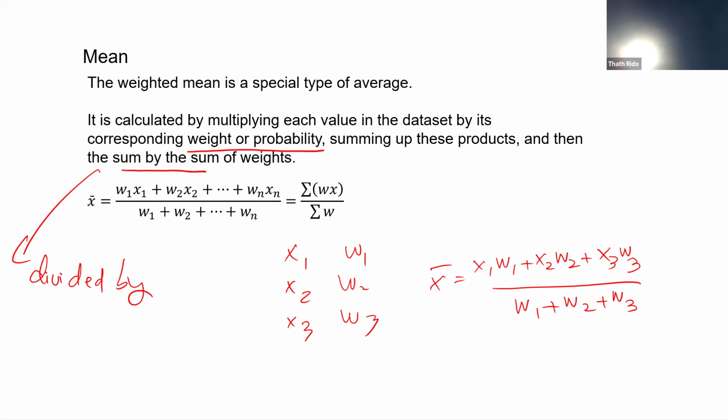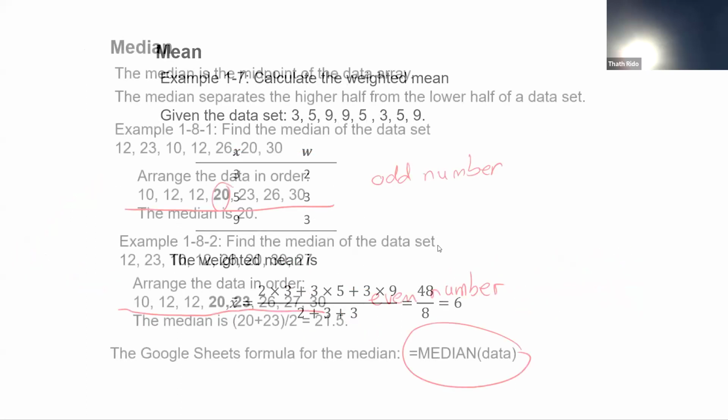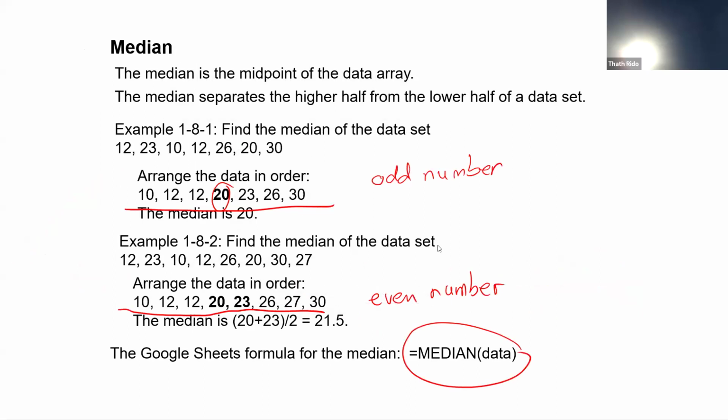So that is weighted mean, and then median. Median is another measure of central tendency. In Khmer, it is median.